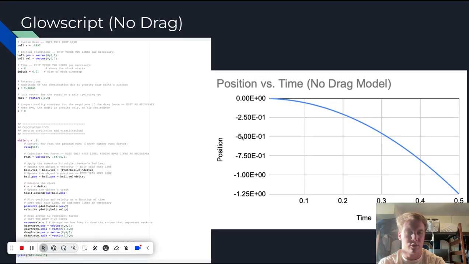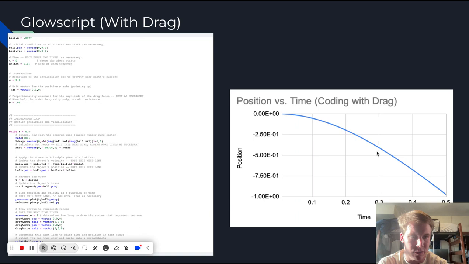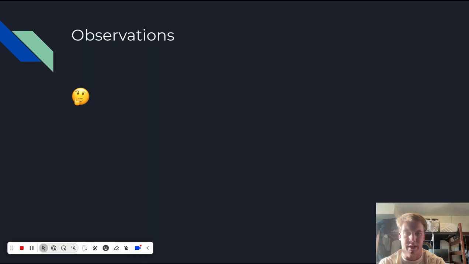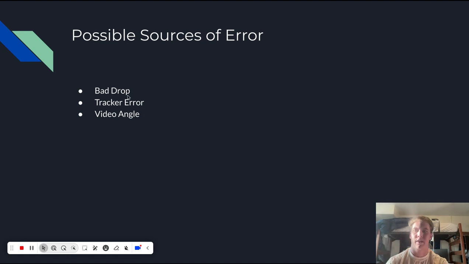Some of the observations we can make from this: in our no drag model, we have a parabolic curve where the velocity is always increasing, whereas with the drag force, that curve stops increasing at a certain point when the force of drag is equal to the force of gravity, and the net force equals 0, and there's no more acceleration. We can also see that in our experimental data. In real life, we also see a flattening out of the velocity, and we get a terminal velocity.